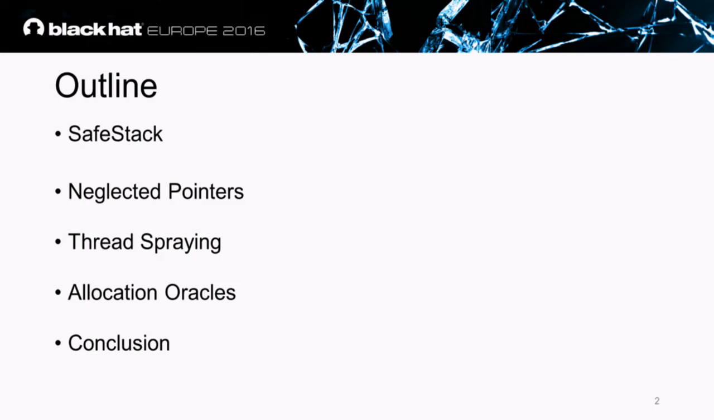So let me give an outline of the presentation first. I will first explain what SafeStack is. We will look at what it is good for, look a little bit at its internals, and then we will look at its weaknesses. So we will look at neglected pointers, which are implementation issues. Then we will look at two more fundamental problems like thread spraying and allocation oracles, and then we will conclude the talk.